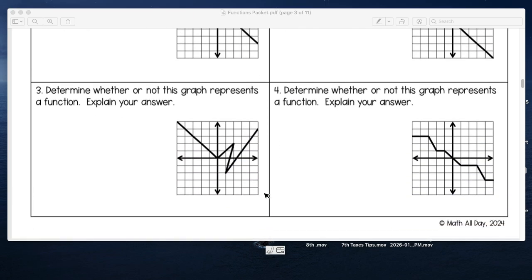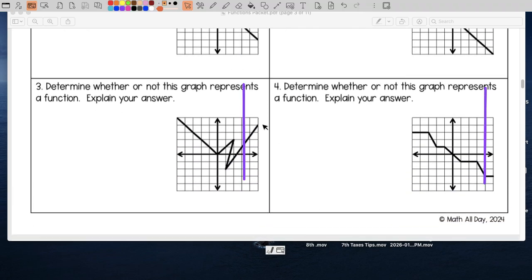Go to 3. Does this pass the vertical line test? So there's my line. So far, so good. So far, so good. And right here is the first time it fails. Notice that it touches the purple line in here and in here, 2 different locations. As I move it, look, again, it touches the purple line in 2 different locations. That means that that particular x value has 2 y values. So, again, it fails the vertical line test.